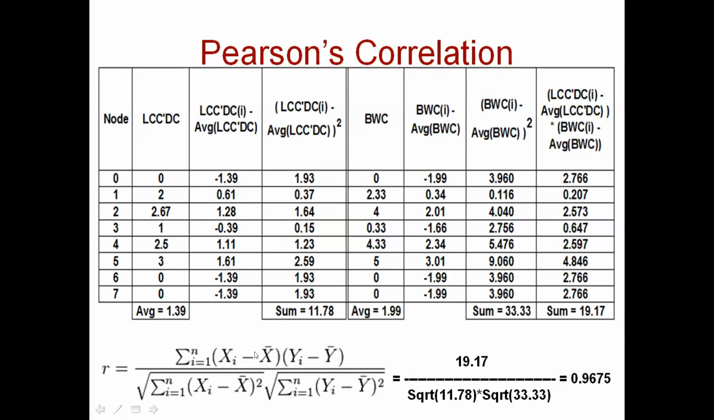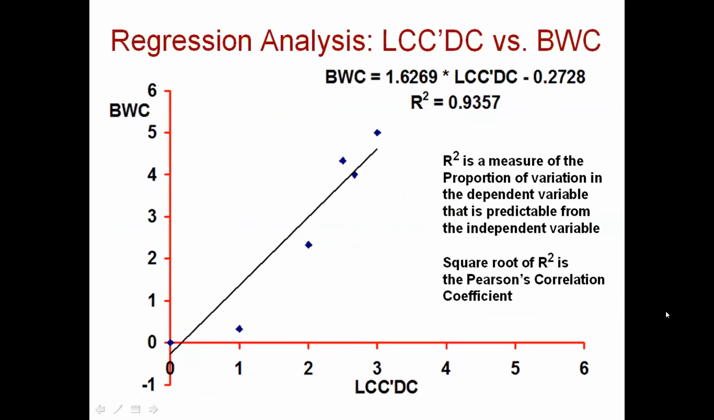And the formula is this: the product of the raw differences, which sums to 19.17, divided by the square root of the sum of the squares of the differences for these two metrics, and it comes out to be 0.9675, again very close to 1. So if you do a linear regression and get an equation, this is the equation that relates LCC prime DC and betweenness. If I plot LCC prime DC of the vertices against the betweenness, the line goes through like this.